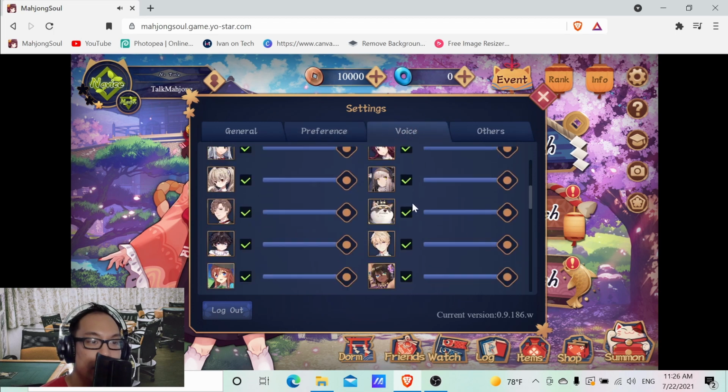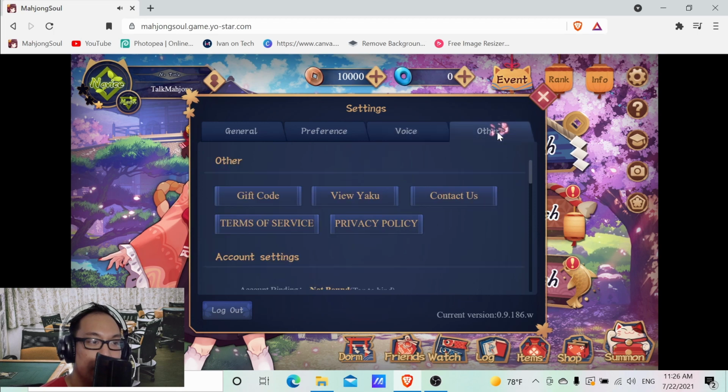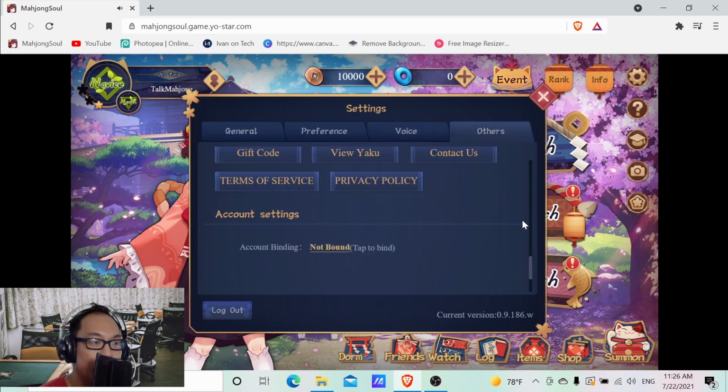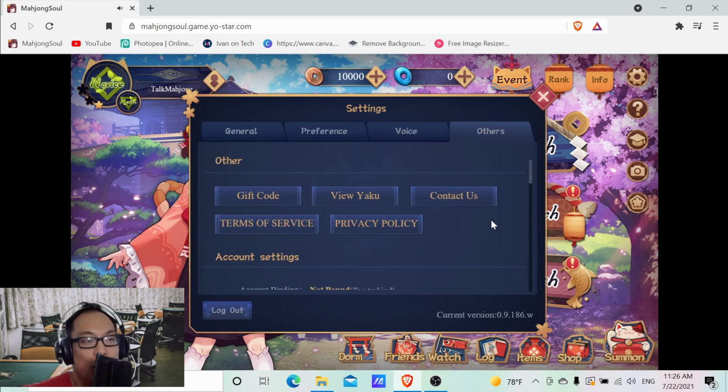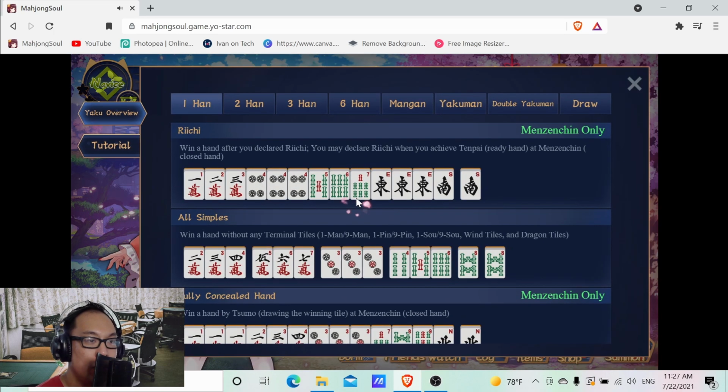We have the voices, and I think that's just all the characters' voices. Then others. If you guys want to memorize a little bit more Yaku to give you a higher chance of winning in the game, you click others and then click view Yaku.